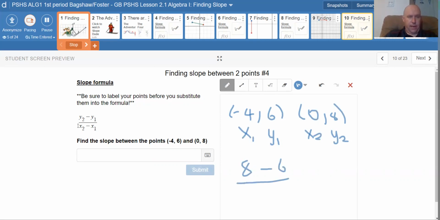And on the bottom, I got x2 minus x1, so 0 take away -4. And if you type it in one go, it will give you the answer. If you split it up into 2, we'd have 2 over 4, and that will actually simplify to 1 over 2.